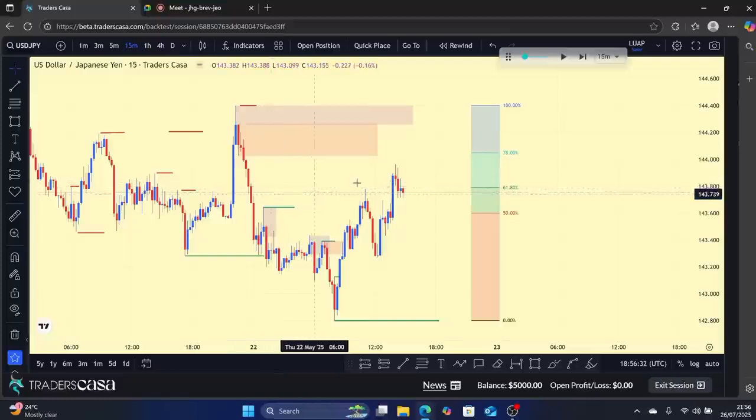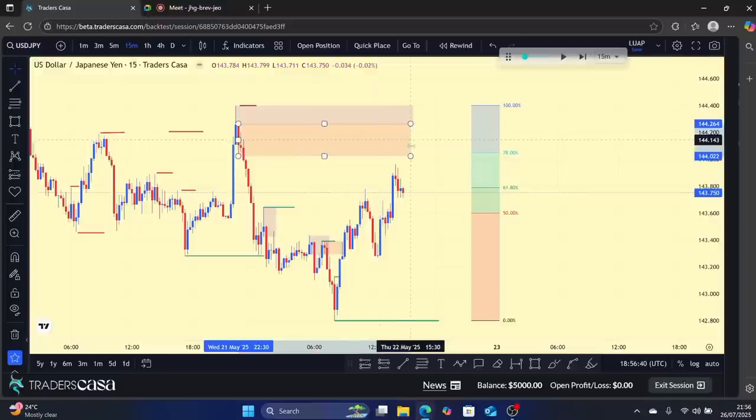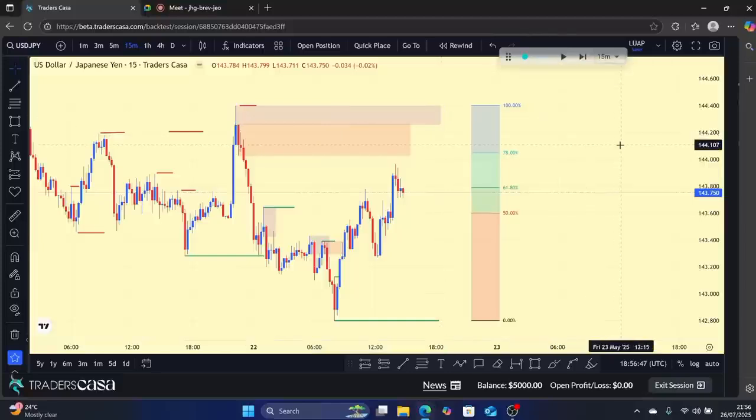So just wait for price to mitigate your higher time frame POI before you shift into the lower time frame. So that's our POI, and of course this one here is our final POI, which is the rejection block. And price rarely gets into the rejection block. It usually takes the reaction from the extreme order block.